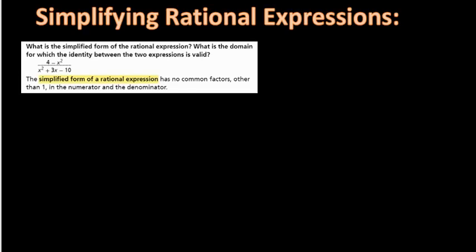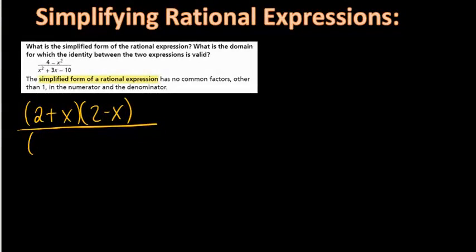Hey everyone, this is our last video on simplifying rational expressions. And I just want to show you an example that you may come across. So just like in our other questions, you're supposed to factor the numerator completely and factor the denominator. So our numerator 4 minus x squared is the difference of perfect squares. So it factors into 2 plus x and 2 minus x. And our denominator is a factorable trinomial, and it factors into x plus 5 and x minus 2.